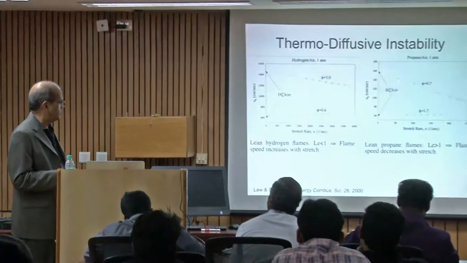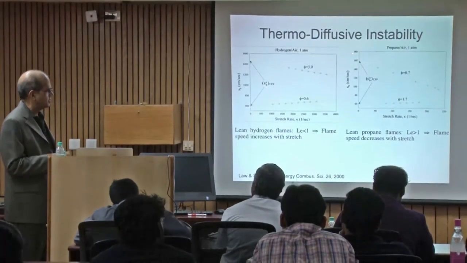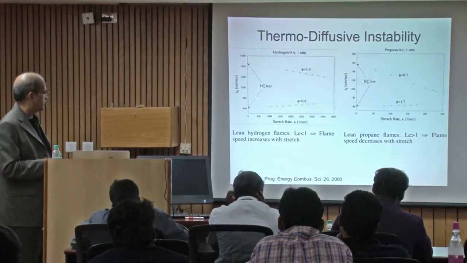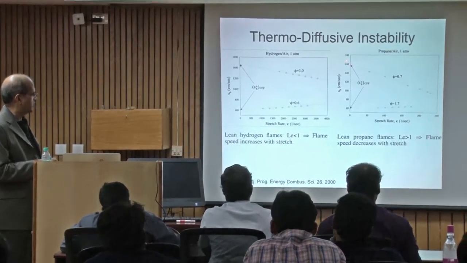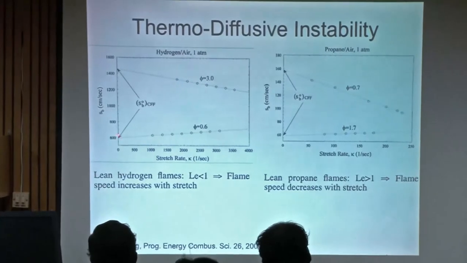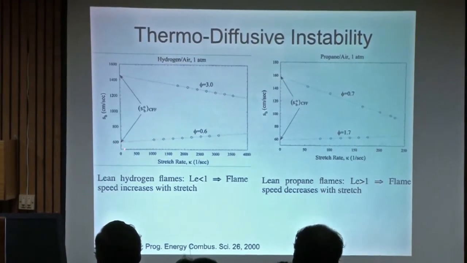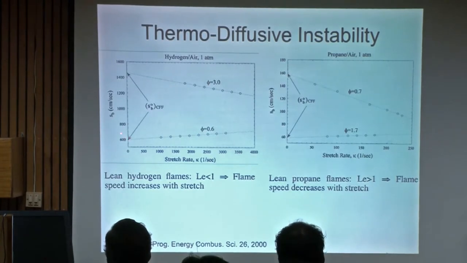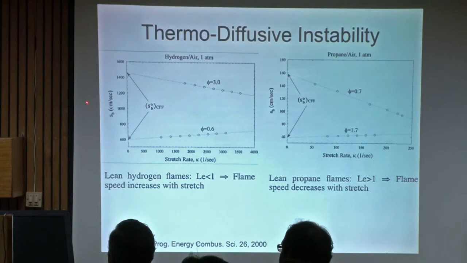So as you increase the stretch rate, for the lean mixture of hydrogen, the flame speed increases, whereas for propane, it decreases. Okay, you note that the values are different. And by the way, these values for the zero stretch rate are the unstretched laminar flame speeds. Those are the ones we discussed so far.